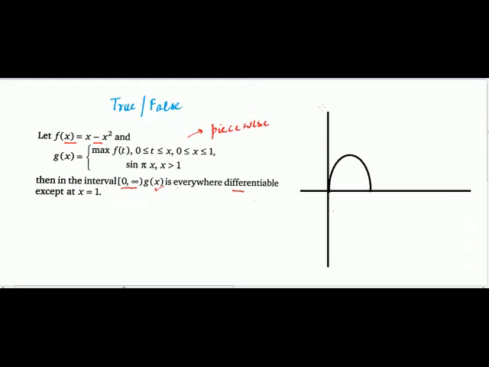Now I've just quickly drawn the graph of the function on the x and y axes, just between 0 to 1. We all know this parabola y equal to x minus x square is an inverted parabola, and it achieves its maximum value at x equal to half. Basically it's midway between 0 and 1, and this maximum value will be 1 by 4. Now just focus on this part of the function g of x.